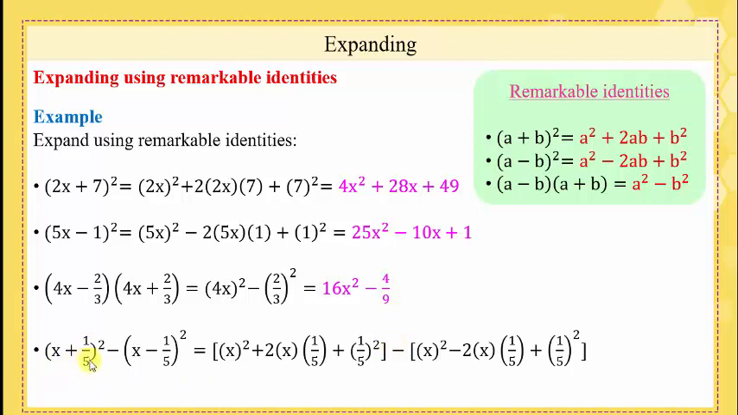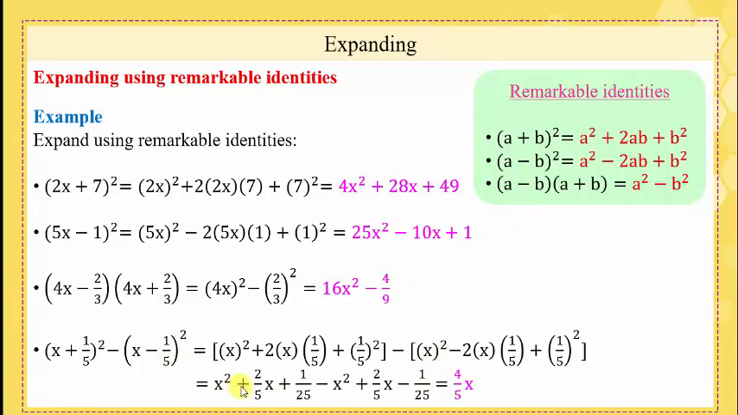(x + 1/5) perfect square minus (x - 1/5) perfect square. We expand the first according to the first rule, which gives x squared plus 2x times 1/5 plus (1/5) exponent 2, minus. Since we have minus, we open the bracket. To expand the second factor, x squared minus 2x times 1/5 plus (1/5) squared, we expand it according to the second rule.